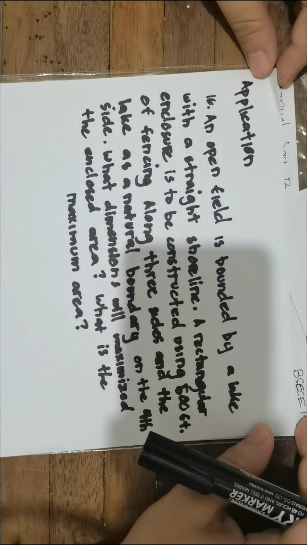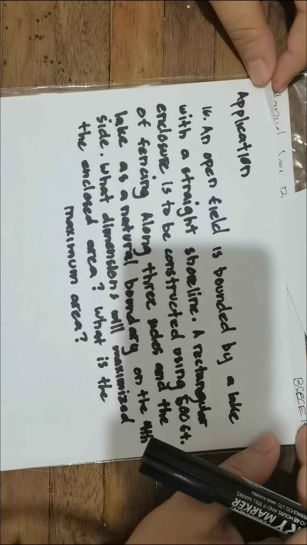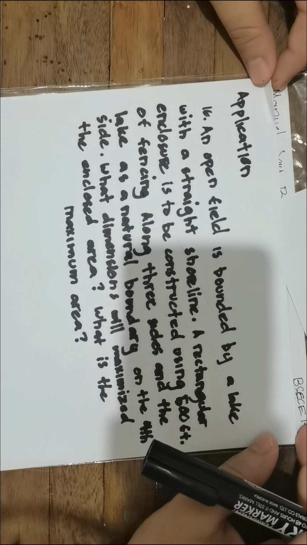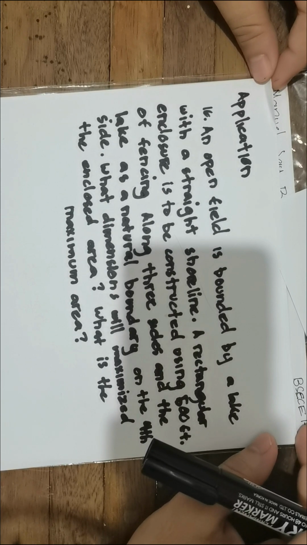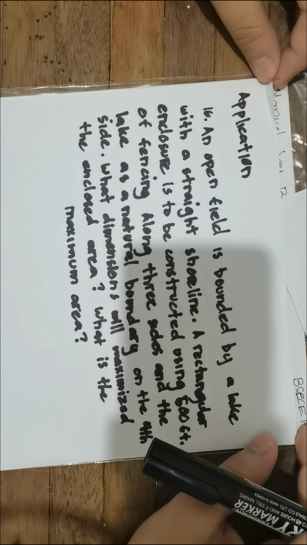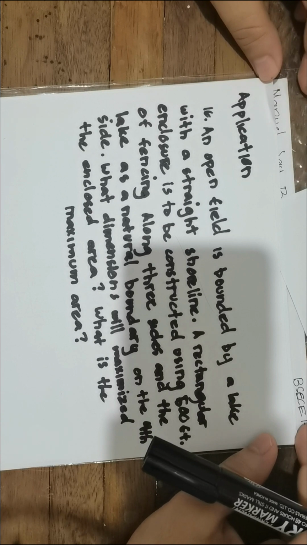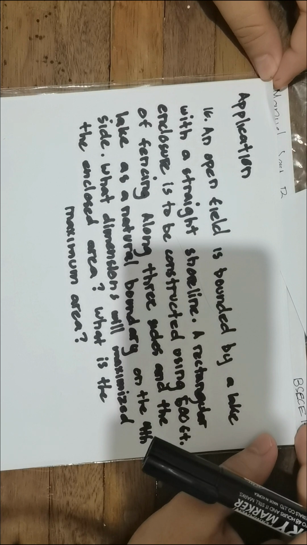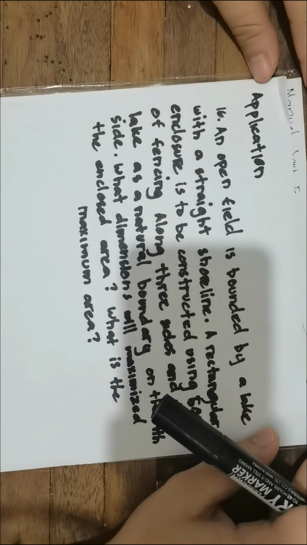So I choose this problem. The problem is, an open field is bounded by a lake with a straight shoreline. A rectangular enclosure is to be constructed using 500 feet of fencing along three sides and the lake as a natural boundary on the fourth side. What dimensions will maximize the enclosed area? What is the maximum area? So this is the problem.